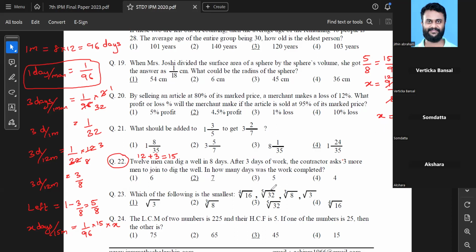So how much additional days did the contractor require to complete the work? 4 days. Then how much will be the total number of days? Already 3 days were over. So the total number of days will be 3 days plus additional x days. In this case, I found the value of x to be 4. That will give me total 7 days. So 7 is my correct answer. Yes, Harthi, you're absolutely correct.